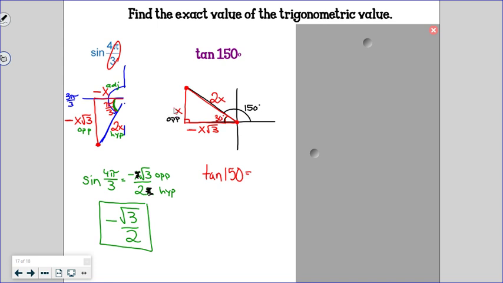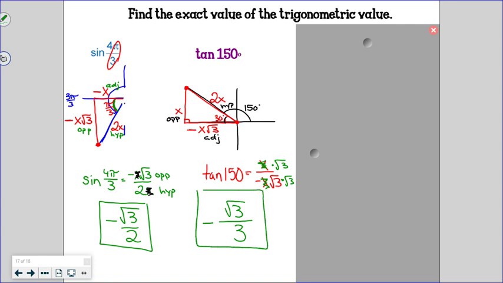Use your angle at the origin to label your sides. Opposite over adjacent would be x over negative x square root of 3. Two things: your x's will cancel, and rationalize. So we get the square root of 3 times 1 in the top, over, we got that negative on there, square root of 3 times square root of 3 is 3. Negative square root of 3 over 3.